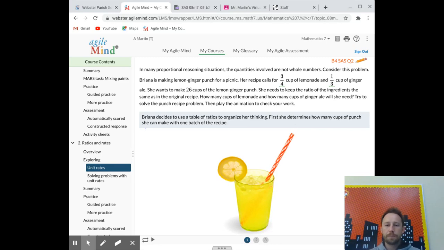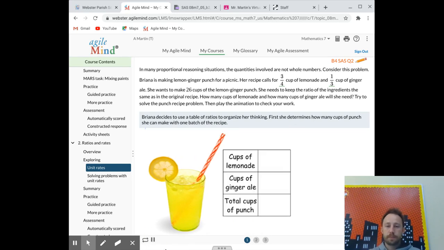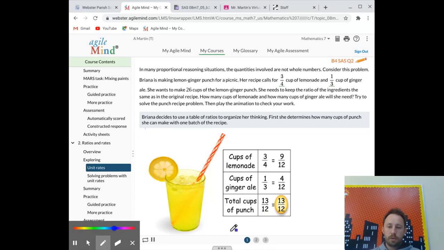Go ahead, Halen. All right, so it says Brianna decides to use a table of ratios to organize her thinking. First, she determines how many cups of punch she can make with one batch of the recipe. So we're going to play this and see what happens. So she's using 3/4 cups of lemonade, 1/3 cups of ginger ale. So how many cups of punch is that in all? Notice how they converted 3/4 and 1/3 to have a common denominator. And so who can tell me how they got this common denominator of 12? What did they do? Anybody know?